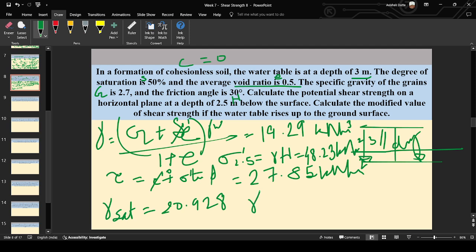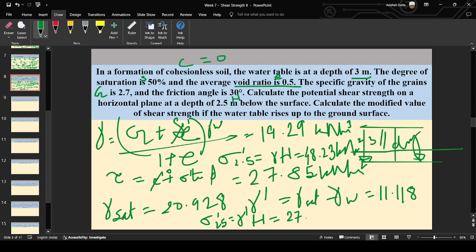And gamma submerged will be how much? Gamma sat minus gamma W, it will be equals to 11.118 with the units obviously. Sigma dash at 2.5 will be using this gamma submerged into H, that will be equals to 27.795.